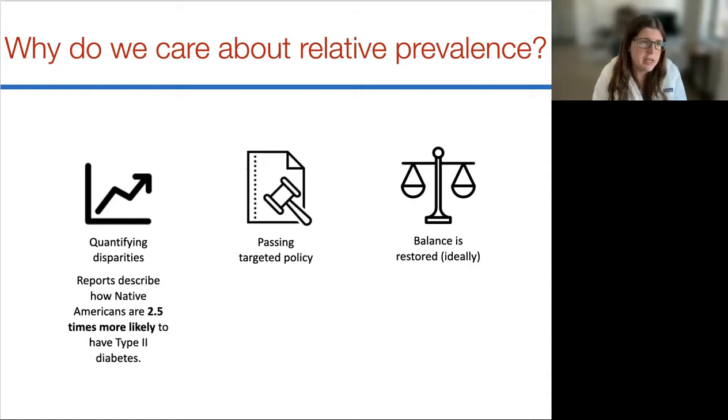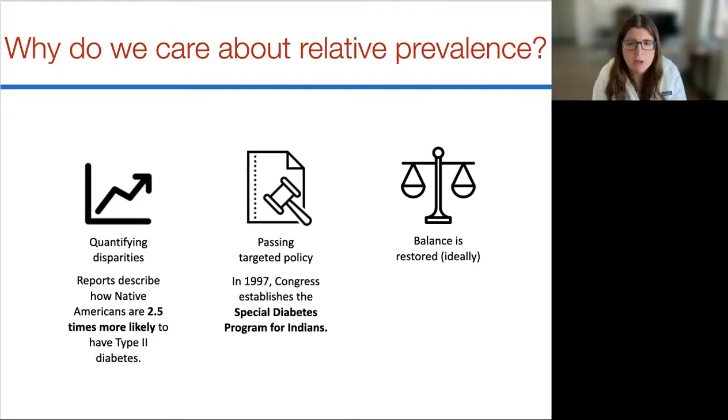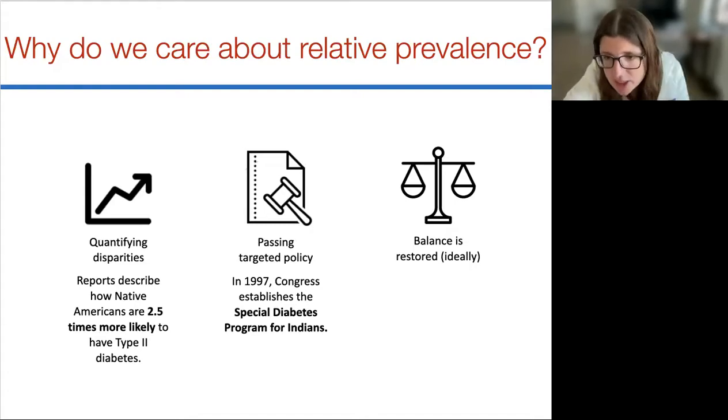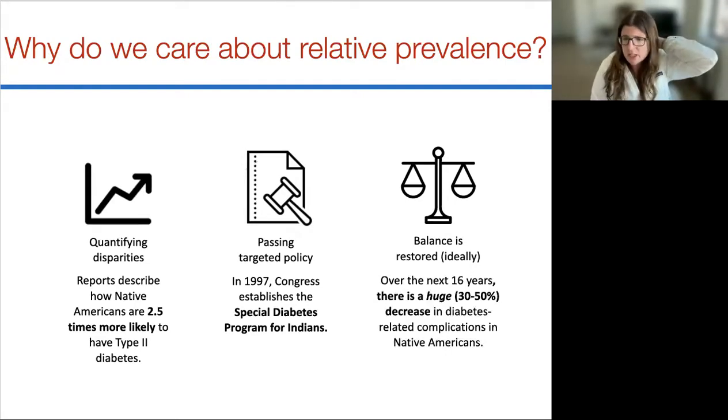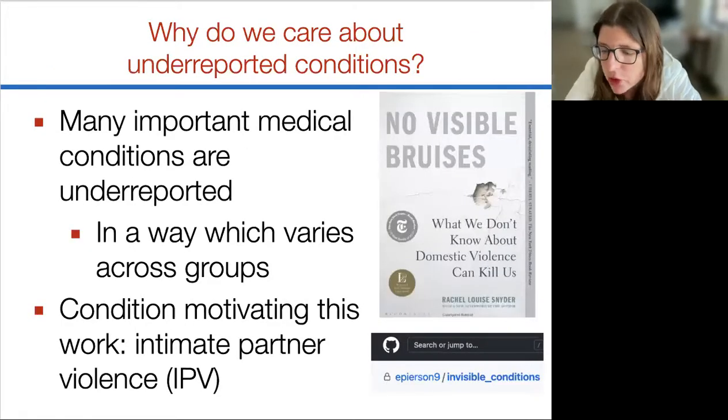In the 90s in the United States, there were reports describing how Native American populations were much more likely to suffer from diabetes. And in response, Congress established in 1997 the Special Diabetes Program for Indians. As a consequence of this, there was a huge decrease in diabetes-related complications in Native Americans. So this was something where accurate estimates of the relative prevalence quite directly translated into improved and more equitable health outcomes.